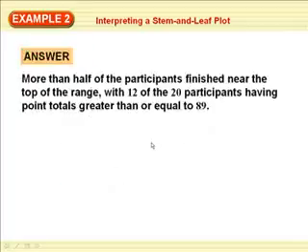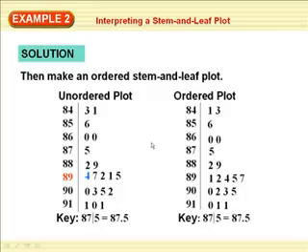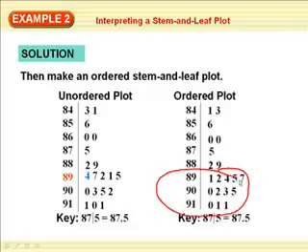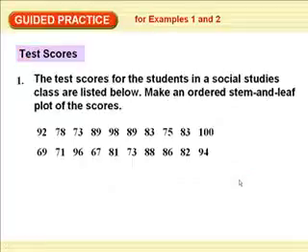More than half, interpreting it, it says more than half of the participants finished near the top of the range, with 12 of the 20 having points greater than 89. So if you go back, what they're saying is, look here, it's kind of like a cluster of numbers. There's a bunch of numbers down here in the 89 through 91 range. That's one of the things that they talked about there, as far as interpreting the plot.